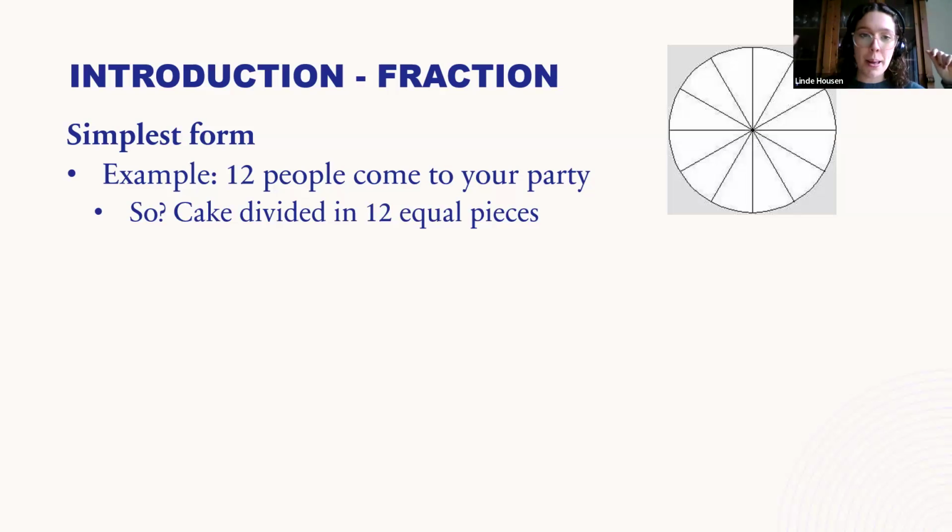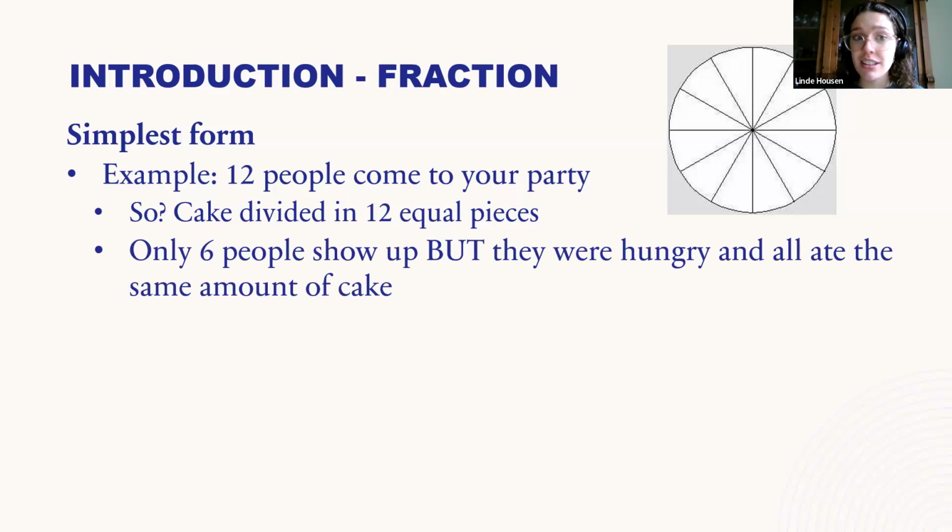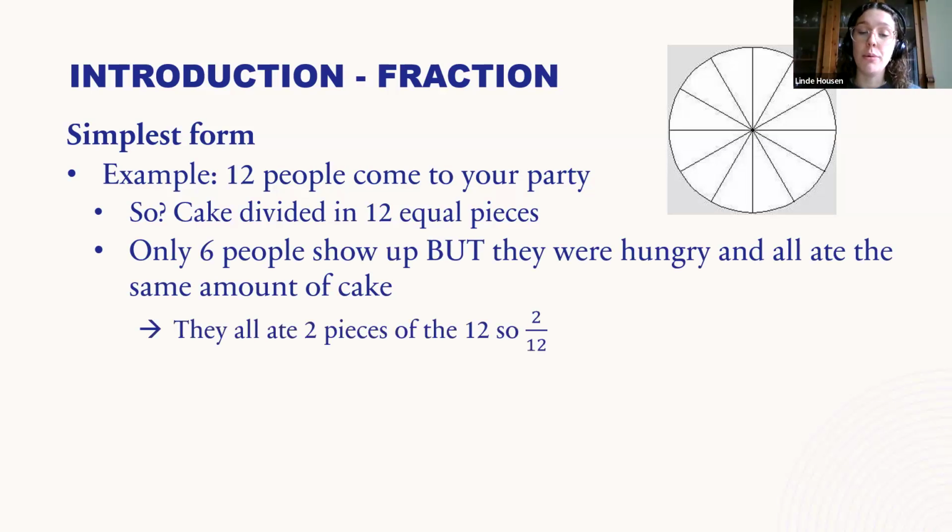But imagine that only 6 people showed up to your party, but they were very hungry. So all of them ate the whole cake. The whole cake was empty. The whole cake was eaten at the end of the party, and every person at the party ate the same amount of the cake. So how many pieces does everyone eat? Two pieces indeed. So now we can say that all people ate two pieces of the 12. So that's 2 out of 12 pieces.